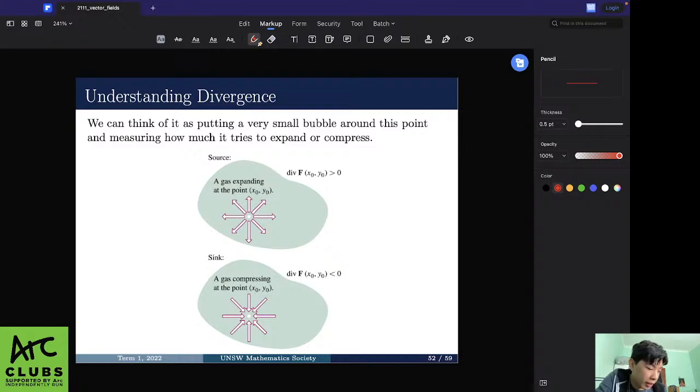Now, we can see a way you can think about divergence, which is we have a point that we want to find the divergence of. What we're doing is we're drawing a bubble around it, and we're seeing the pressure that it feels. If it feels as if the bubble is trying to expand, trying to move out, there's a pressure outwards on this bubble, then we would say the divergence is positive. And if we have a bubble, but it feels like it's pressing in on itself, it's trying to collapse or compress, then we say that the divergence is negative.